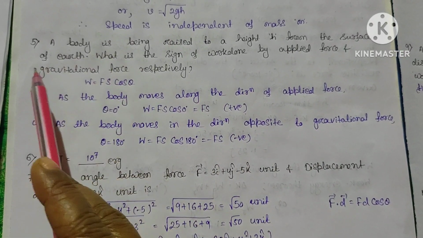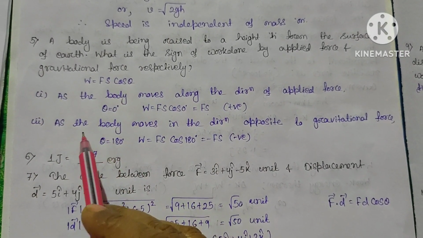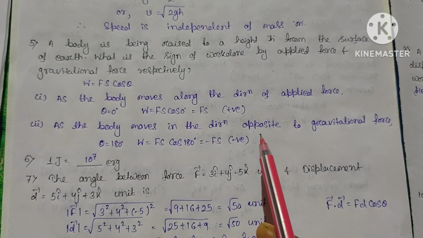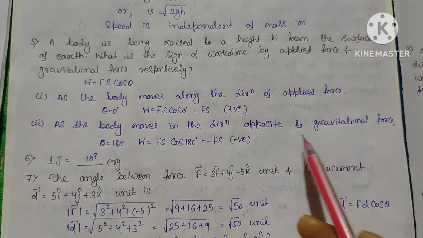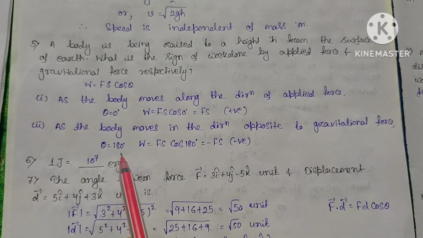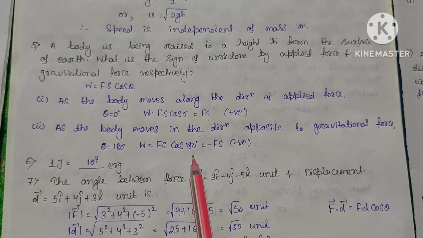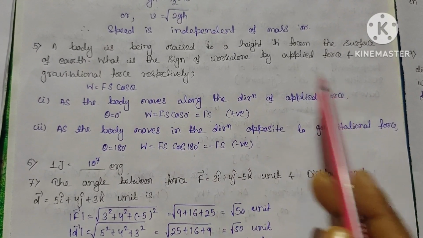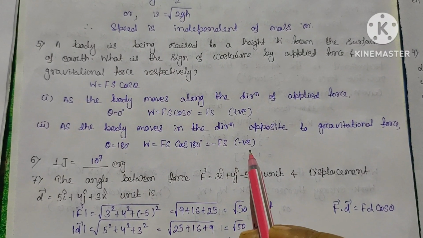If we talk about the gravitational force, then we have to go against the gravitational force. So theta is here 180 degree, and we can put Fs cos 180 degree, that is minus Fs. So for the gravitational force it is negative work done. Okay.